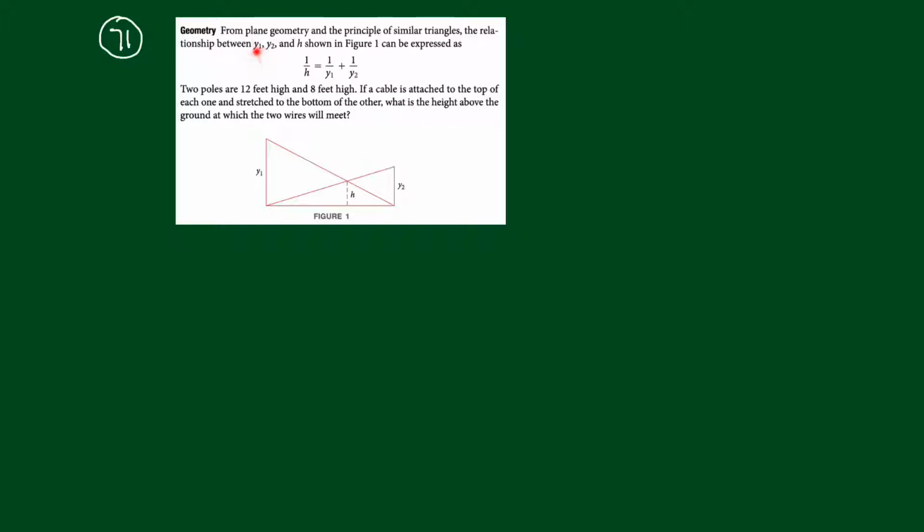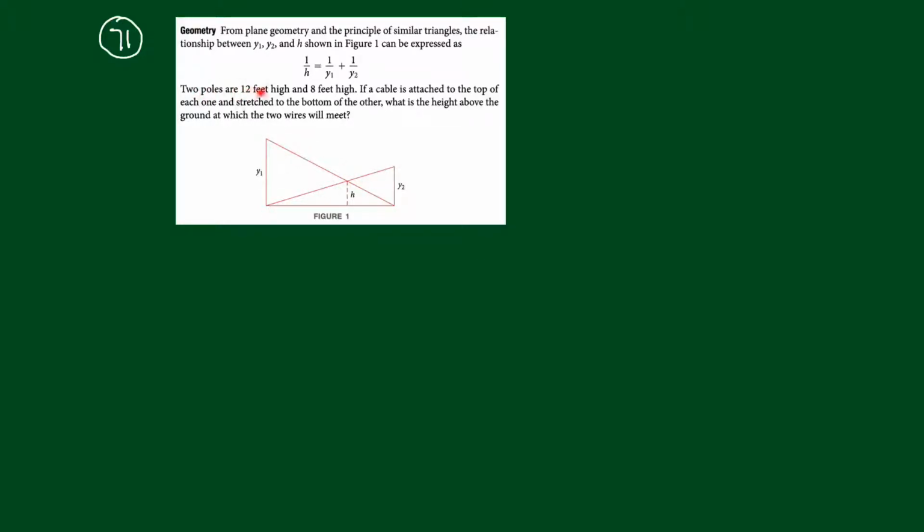So here's what all this stuff is. What is y1? Well, y1 is this height right here. y2, right, what is y2? y2 is this height right here. And what is h? H is the height at which these two lines intersect. So what we have is this.